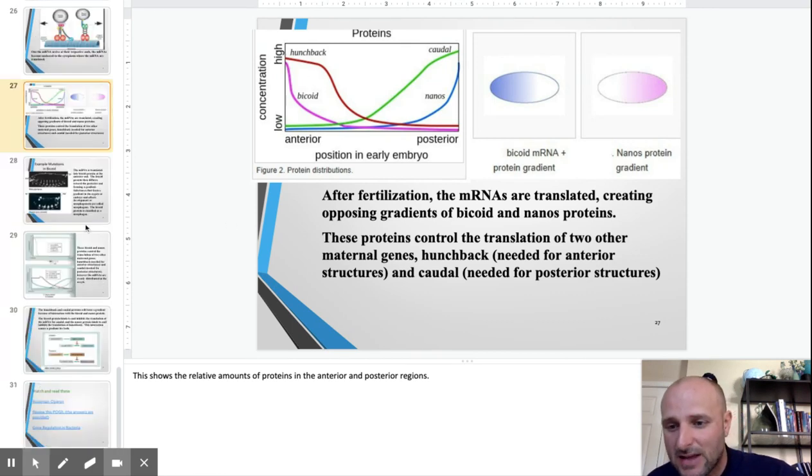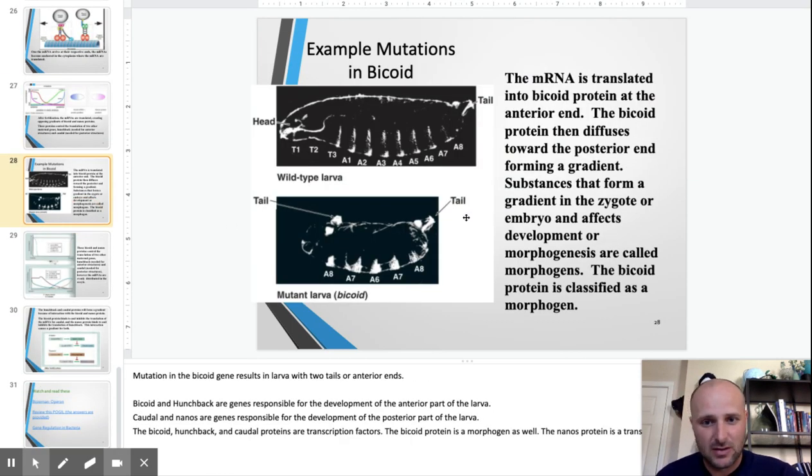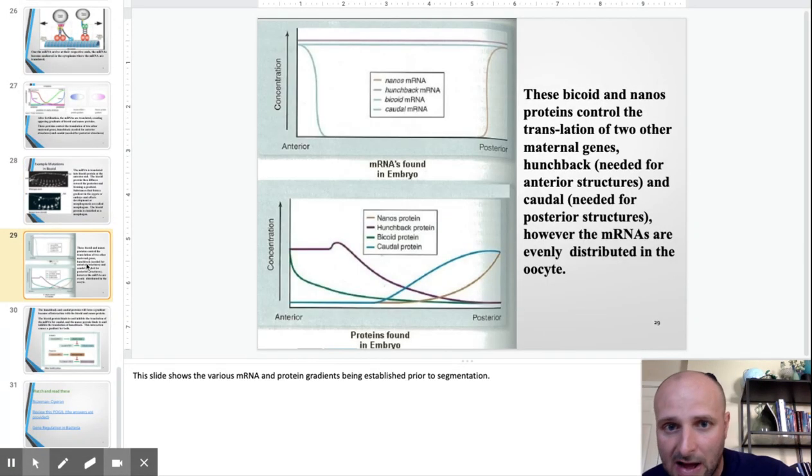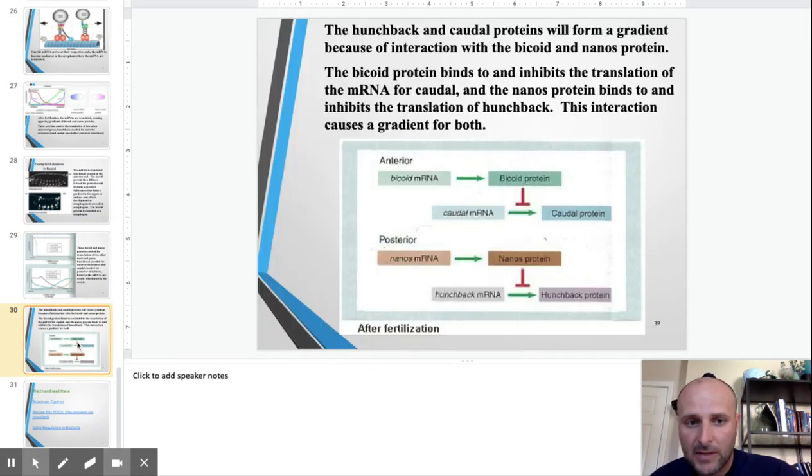If these get messed up, you can get tails in the wrong spots or heads in the wrong spots. And that pretty much covers these slides. I'll go through that.